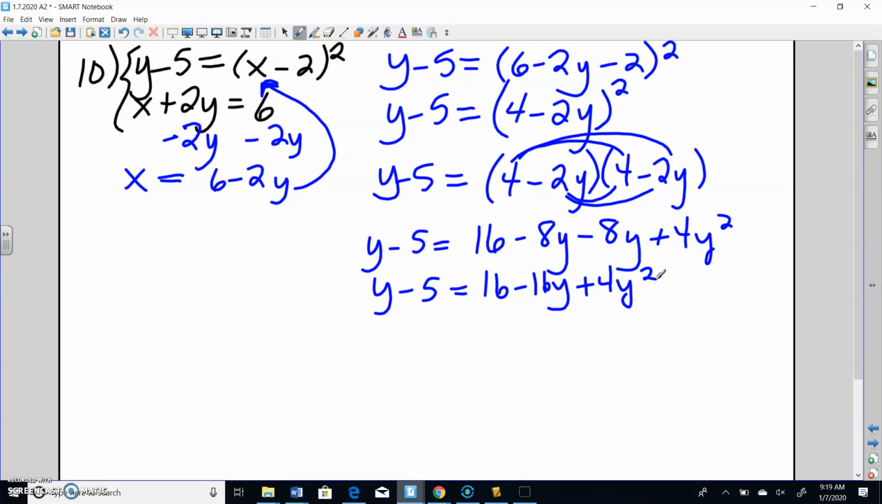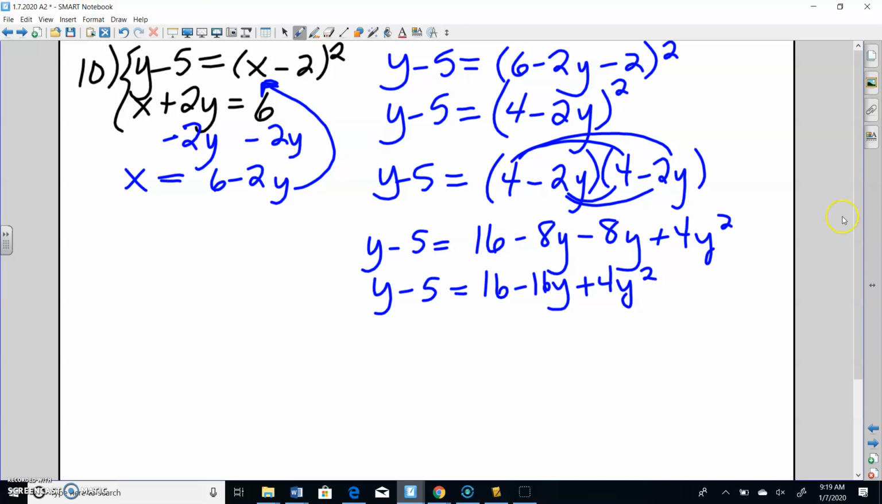Okay, did we get rid of one of the variables? Yeah, we got rid of x, so all we have is y. So now we do what? Solve for y, but we have to get everything on one side equal to 0, and then identify a, b, and c, and then solve for y using quadratic formula.